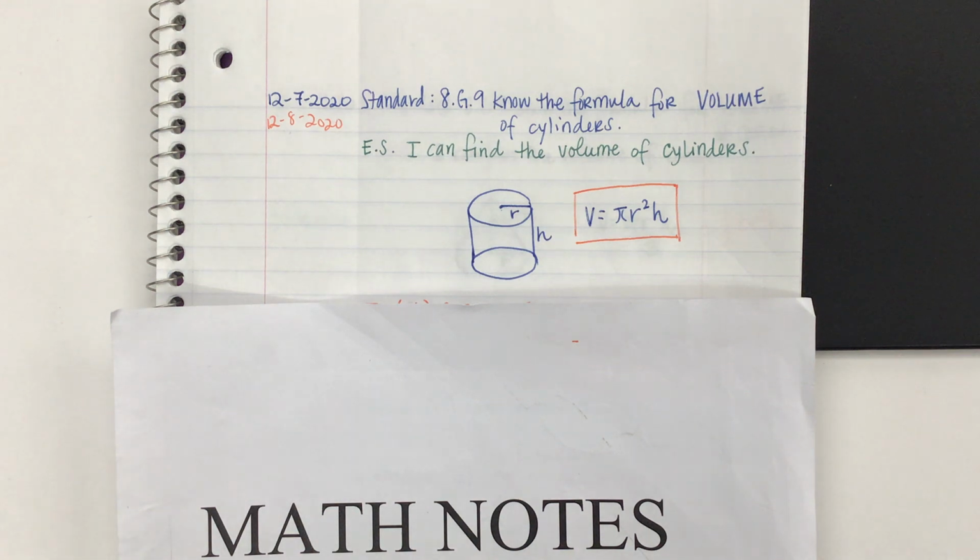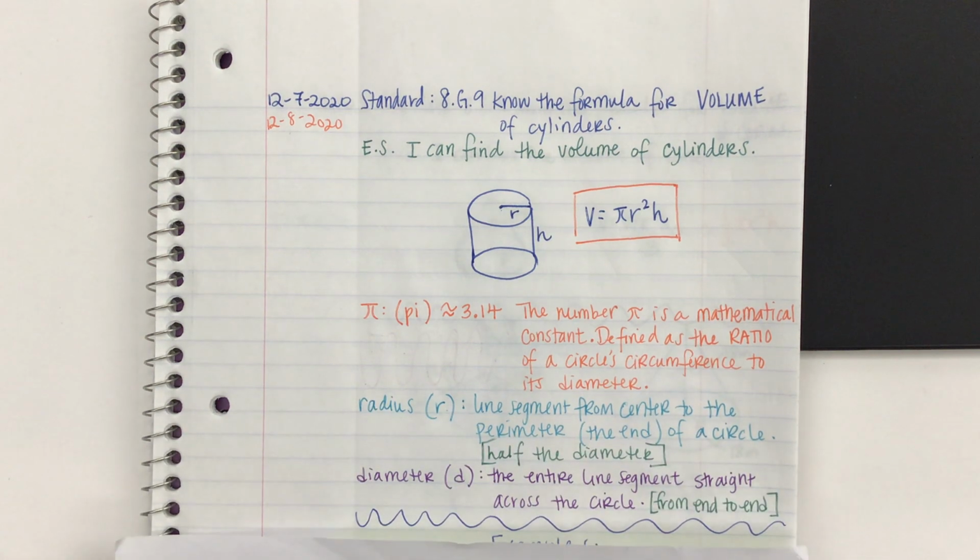So what we're going to start with is definitions. The first thing you need to know is pi. If you remember, pi is approximately equal to 3.14, and it is a constant. That means it is always going to be 3.14, or that's the abbreviation we will be using, because really pi goes on forever and never ends. It's defined as the ratio of a circle's circumference to its diameter. So that's the official definition. Anytime you see a circle, you will be using pi.